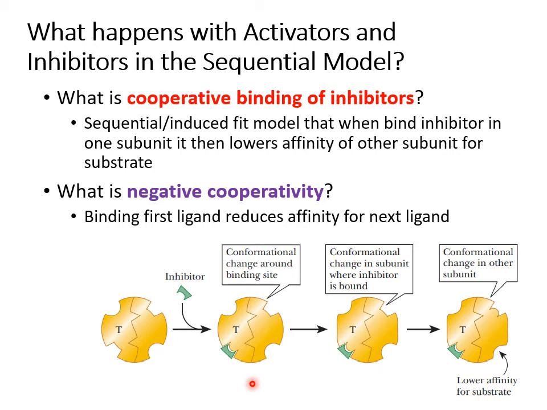The other thing that I want to mention is negative cooperativity. Sorry, this word always messes me up. My mouth does not like to say that word at all. Basically, that version of the sequential model is saying that the binding of the first ligand to any of these allosteric enzymes will reduce the affinity for the next ligand if this is a negative inhibitory type of ligand that's binding. Okay, so just make sure you're comfortable with these terms that have been highlighted here.